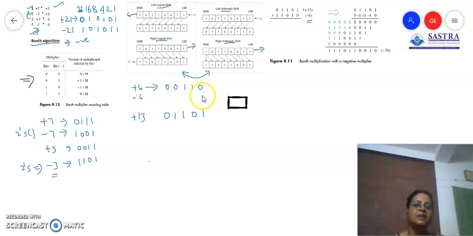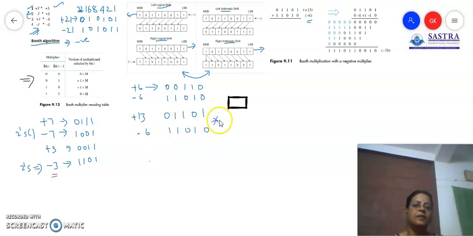Now for minus 6, take 2's complement. So 0, 1. This one will become 0, 1, 1. So this is going to be the 2's complement representation of minus 6. So I will write minus 6 here. Okay. So plus 13 has to be multiplied with minus 6. It is nothing but 1, 1, 0, 1, 0.